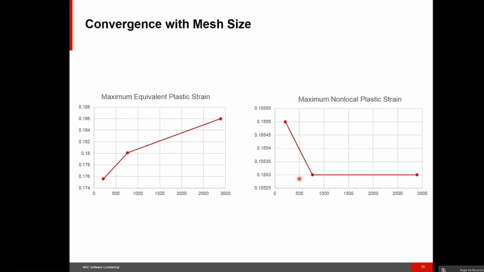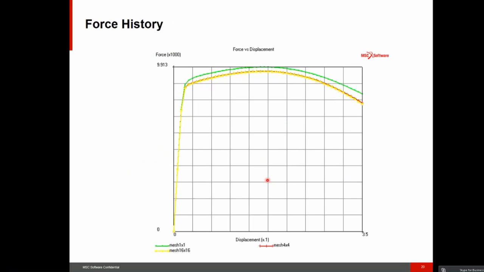If we look at this non-local plastic strain as a function of the number of equations in the system, we see that it converges to a particular value, and the difference between this value and this value is like 1/100th of 1%. So it converges to a nice value, and so it removes the mesh dependency associated with the damage.